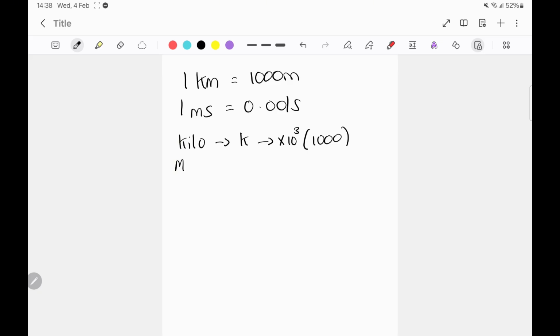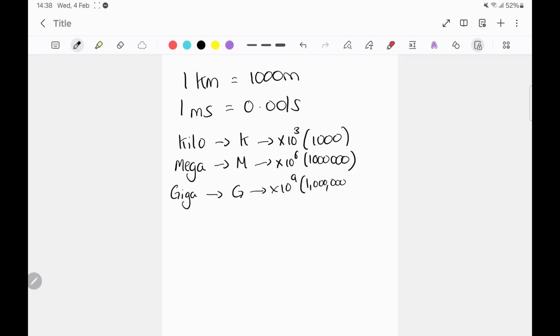We then move up and you have mega, which is a capital M. It's important, by the way, that for mega we use a capital M so we don't confuse it with milli, which is a lowercase m. And this is times 10 to the 6. So that is 1 with 6 zeros after it, essentially a million. Then we've got giga, which is a capital G, which is times 10 to the power of 9. So 1, 2, 3, 4, 5, 6, 7, 8, 9.